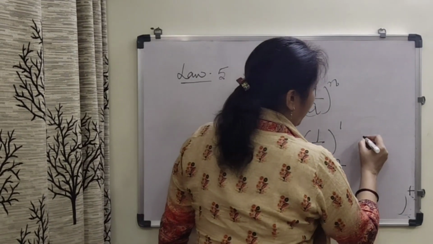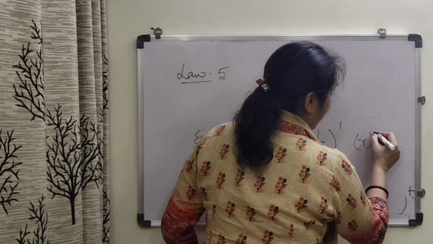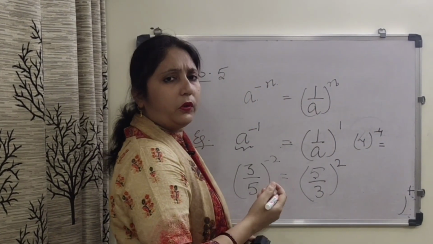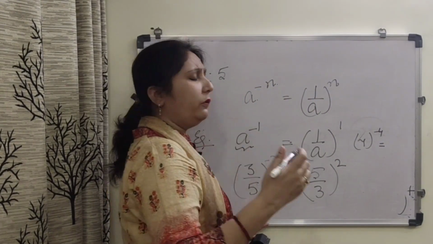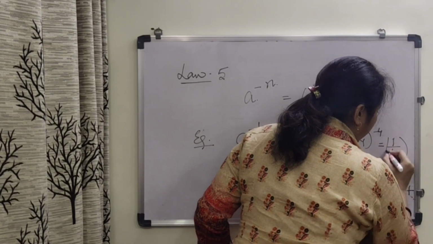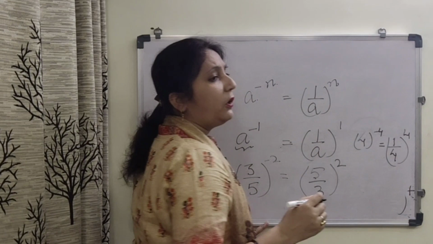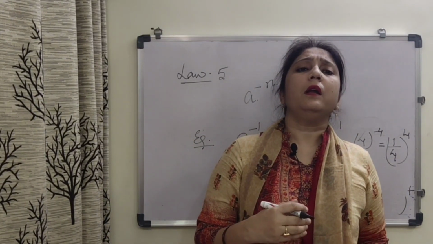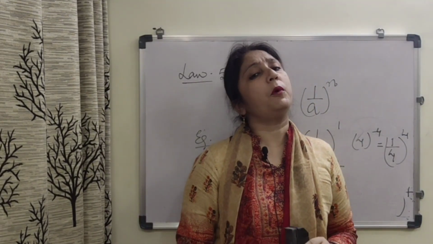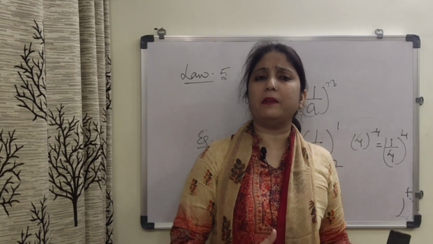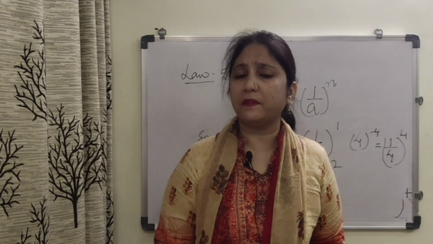If you have 4 to the power minus 4, what is the reciprocal of 4? Because 4 is the base. Reciprocal of 4 is 1 by 4. So, as you write it 1 by 4, exponent will turn to positive. So, we can easily make negative exponent to positive as soon as we take the reciprocal of the base. Till now, I hope you are clear with what is base, what is exponent, so no need to express it again.